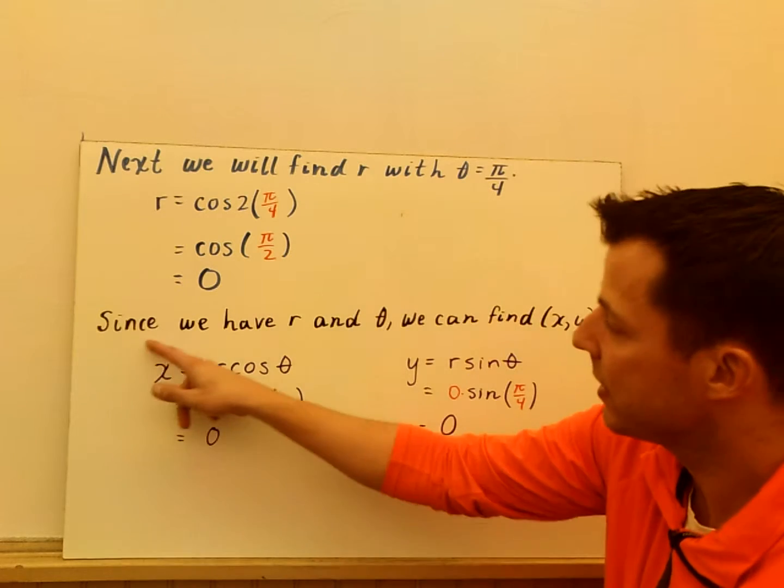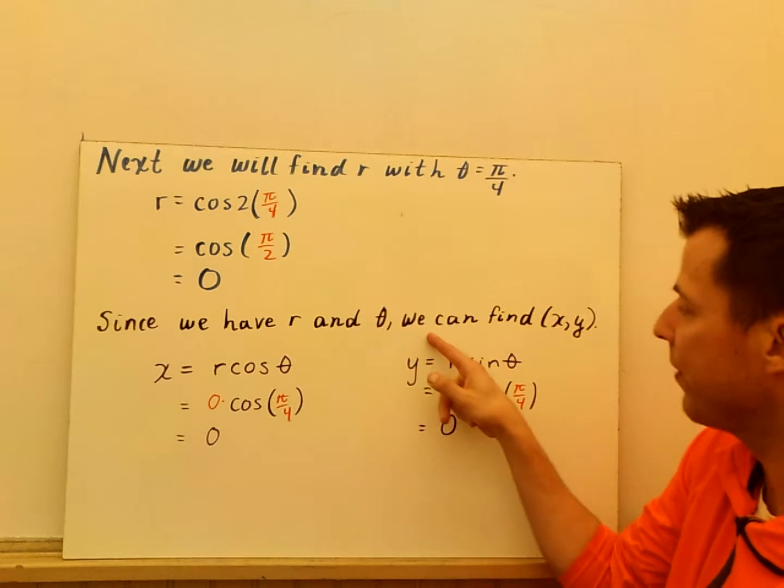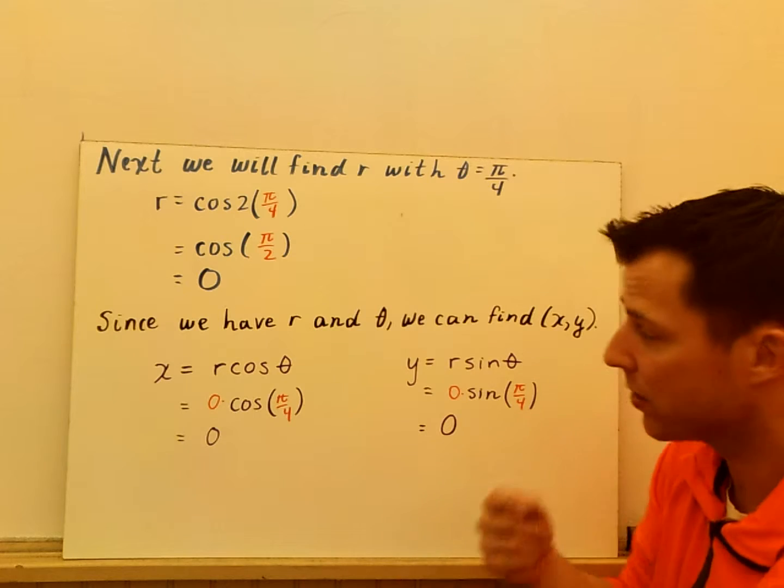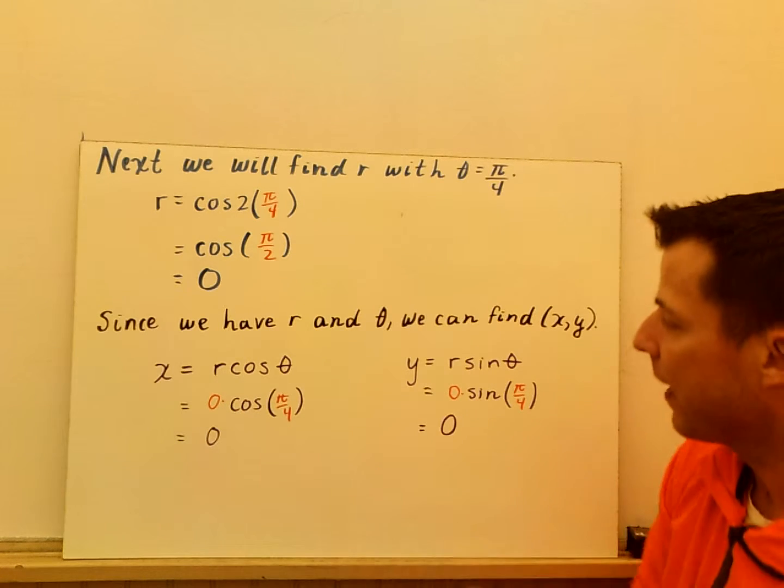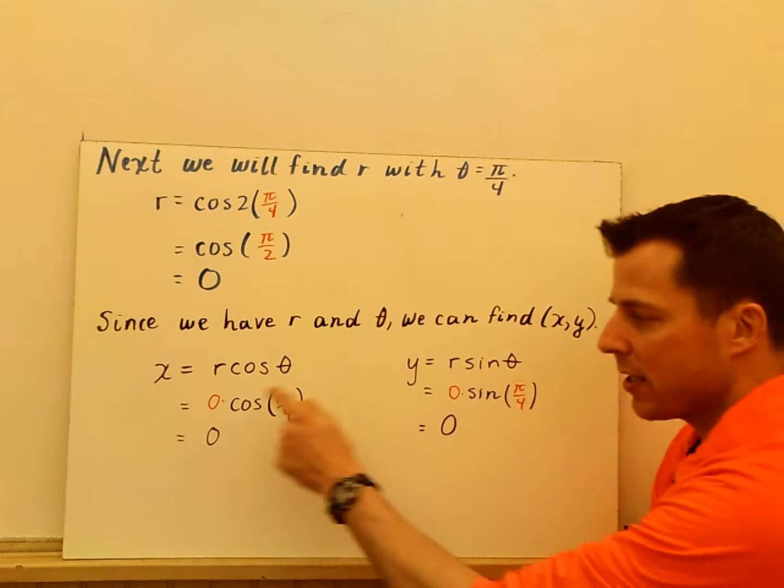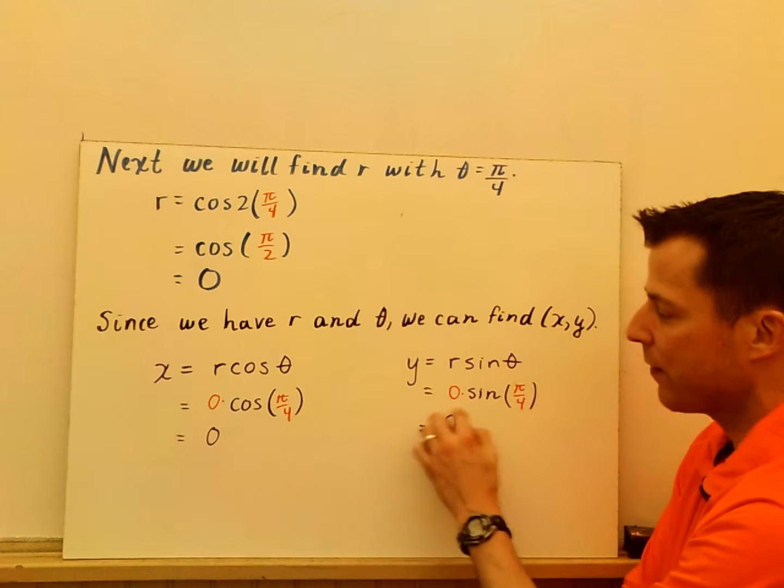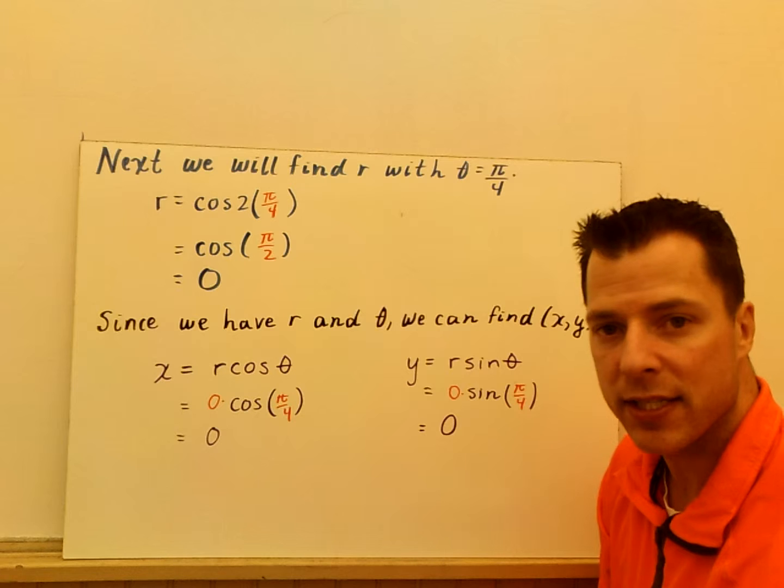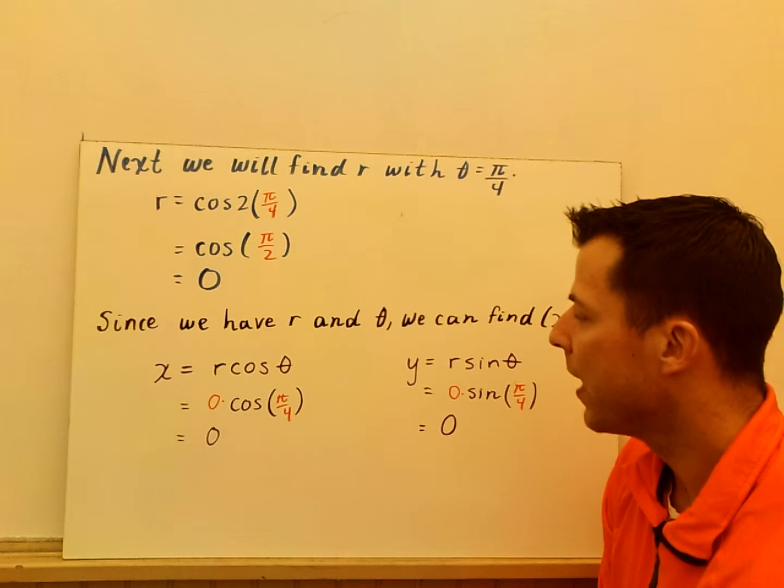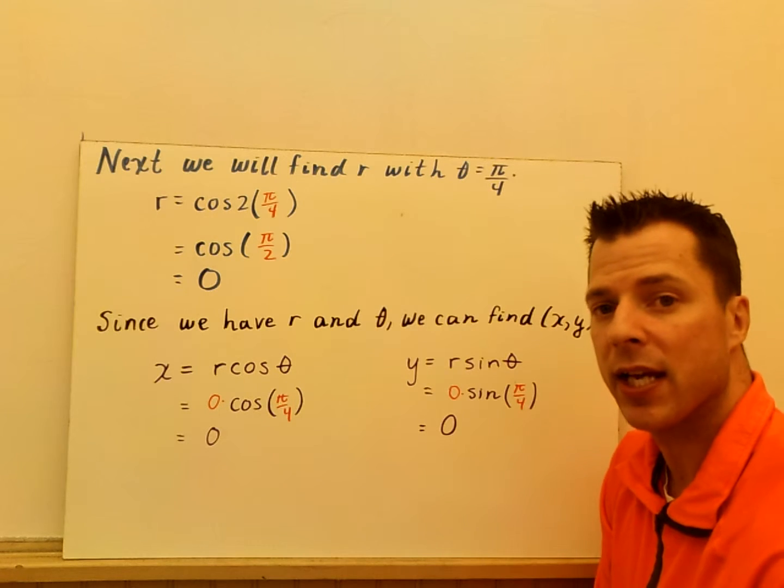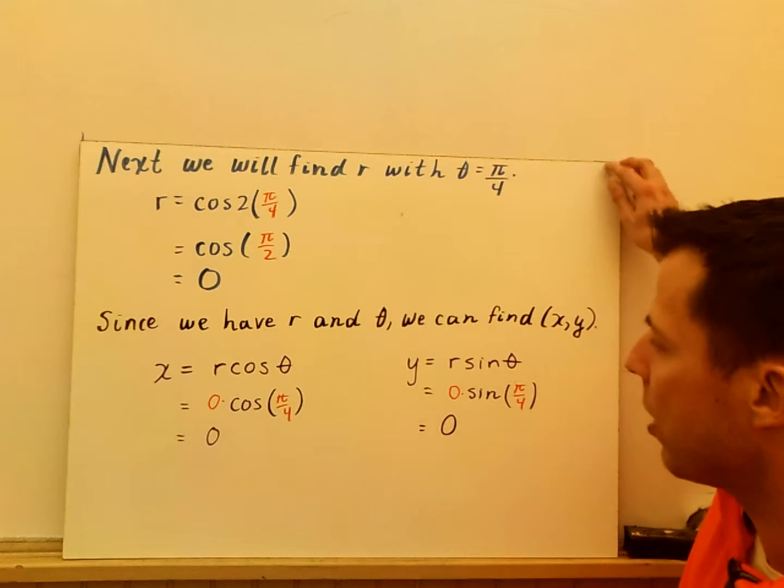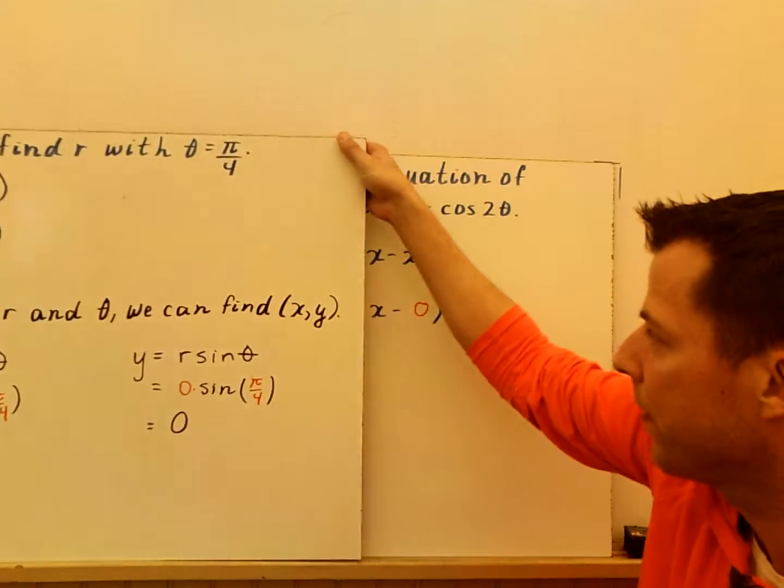Step number 3, since now we have r and we have theta, we can find our coordinates, x and y. So here's x and here is y. So I substitute both r and theta in, which I've done in red, 0 and pi over 4. It just so happens in this case that x and y are 0, 0, so we say that we're at the pole. Okay, so x and y are both 0.